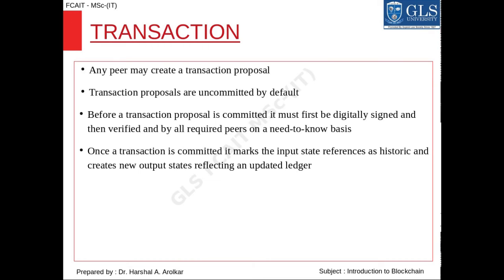Before a transaction proposal is committed, it must be digitally signed by each and every peer on a need-to-know basis. It might also need to be signed by a third party, and that third party could be a notary. Once the transaction is committed, it marks the input state references as historic and creates new output states, reflecting that the ledger has been updated, and this updated ledger is then stored in a vault.